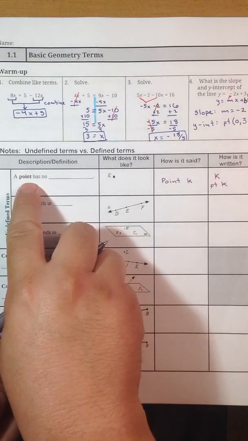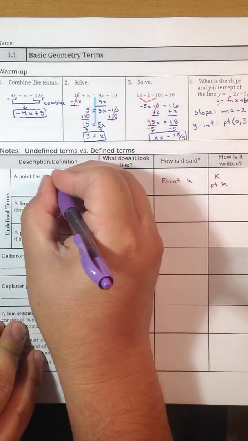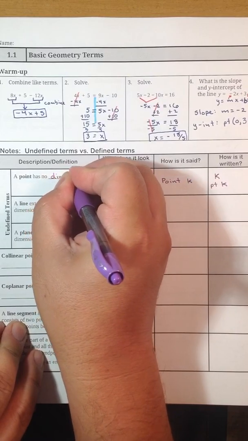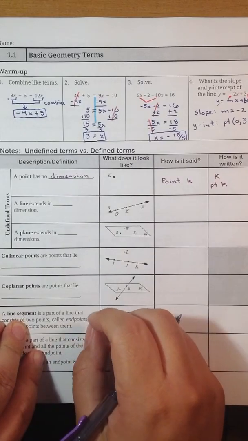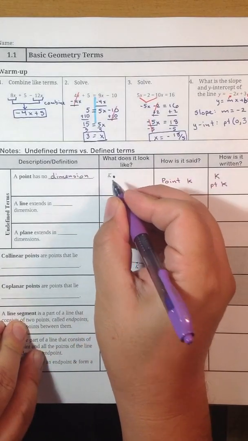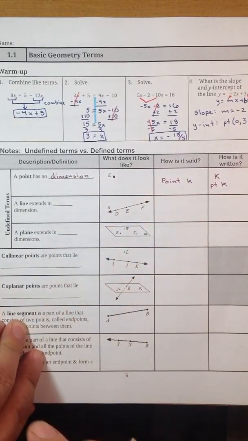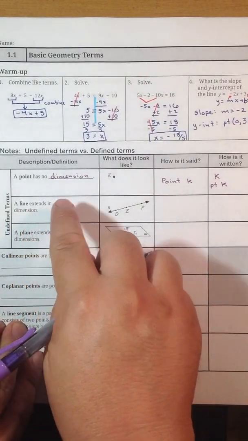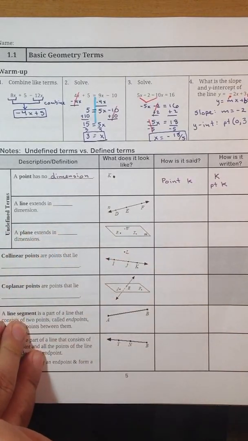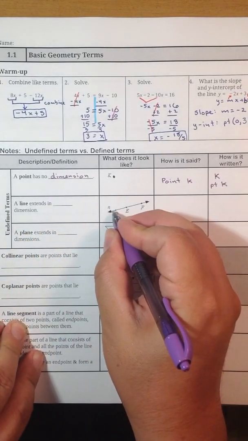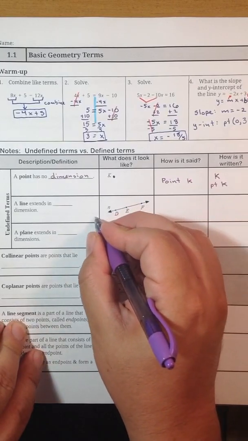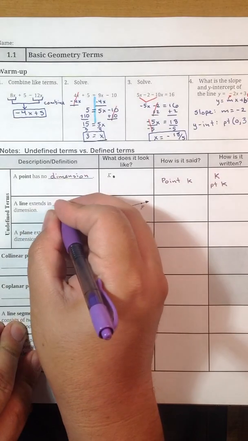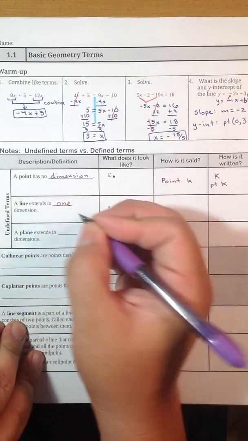And so to fill this part out, it says a point has no dimension. Meaning it's not like I can take a ruler and measure how long it is, right? Or how wide it is. It's literally just a dot, a point is what we're looking at. Now, when we're looking at our next word, it says a line. A line extends in blank dimension. Well, in this case, when you look at a line, notice how it goes forever in one direction this way, but this in one direction here. So that's why a line is considered to be going in one dimension.